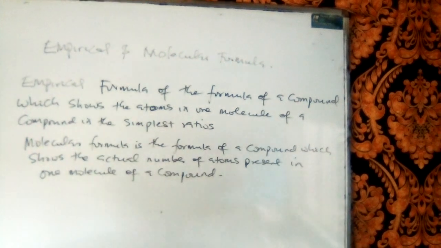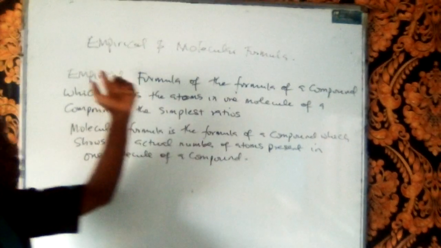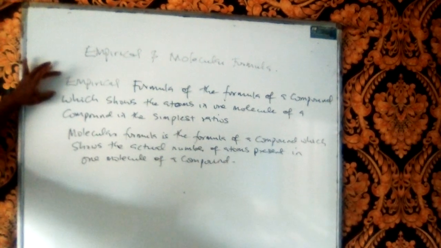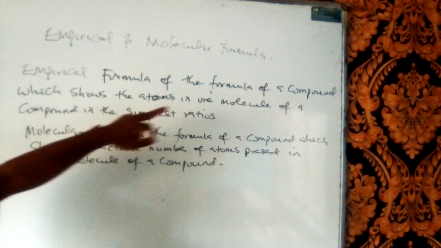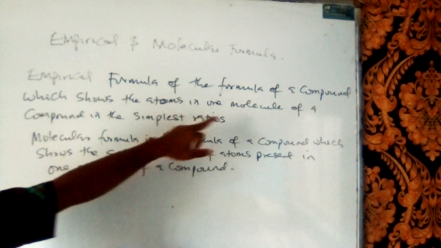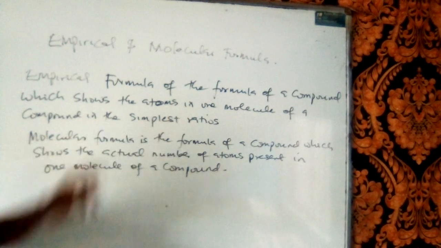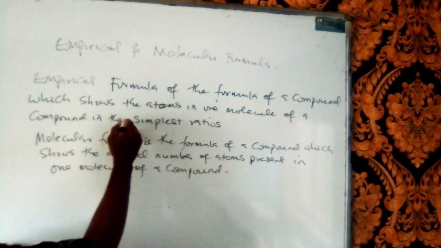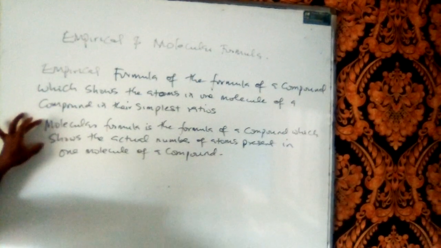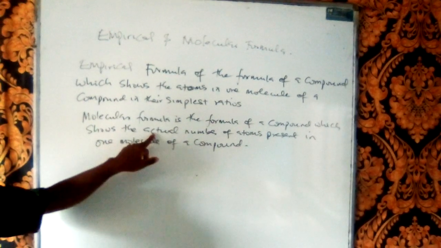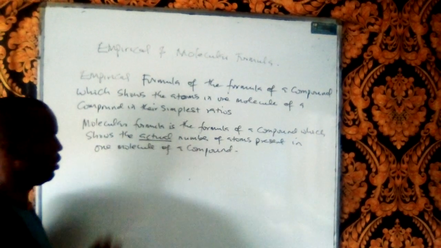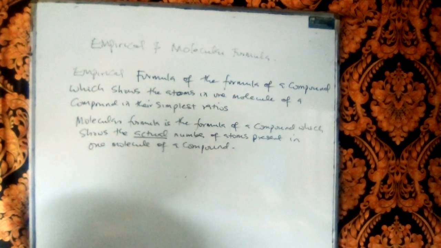Okay, now we're looking at these two formulas, empirical and molecular formula. Empirical formula, from the definition on the whiteboard, is the formula of a compound which shows the atoms in one molecule of a compound in their simplest ratios. In their simplest ratios or smallest ratios. The molecular formula is the formula of a compound which shows the actual number of atoms present in one molecule of a compound.